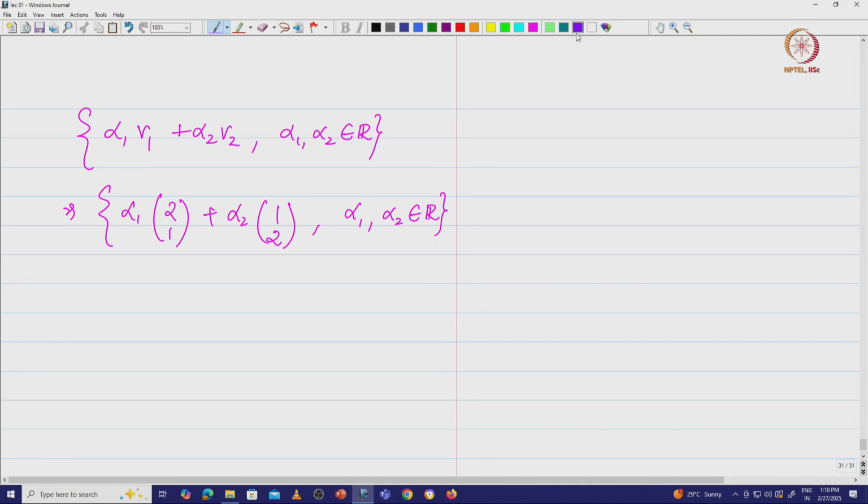So, this means it will contain the 0 vector and the span. Okay, so let us look at the span. Suppose in this case we take the span of (2,1) and (1,2). First of all, we see that the 0 vector, when you put alpha 1 equal to 0 and alpha 2 equal to 0, is present in the span of (2,1) and (1,2).